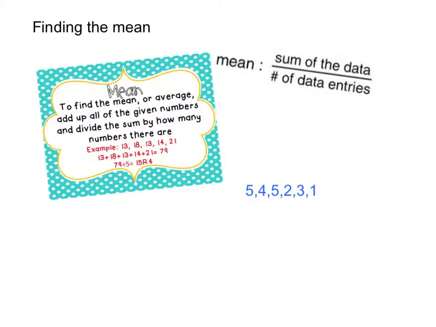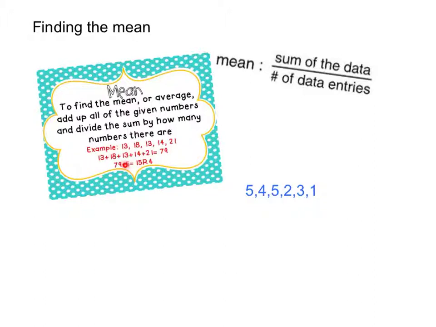So, finding the mean. This is a nice example that explains it. To find the mean, I need to find the sum of the data. That just means add the numbers together and then divide that by the number of data entries. So how many pieces of data I've got. This is another explanation. To find the mean or average, add up all of the given numbers and divide the sum, so the total, by how many numbers there are. And this is a little example. You can see they've added them up, and then because there's 1, 2, 3, 4, 5, they've divided by 5.